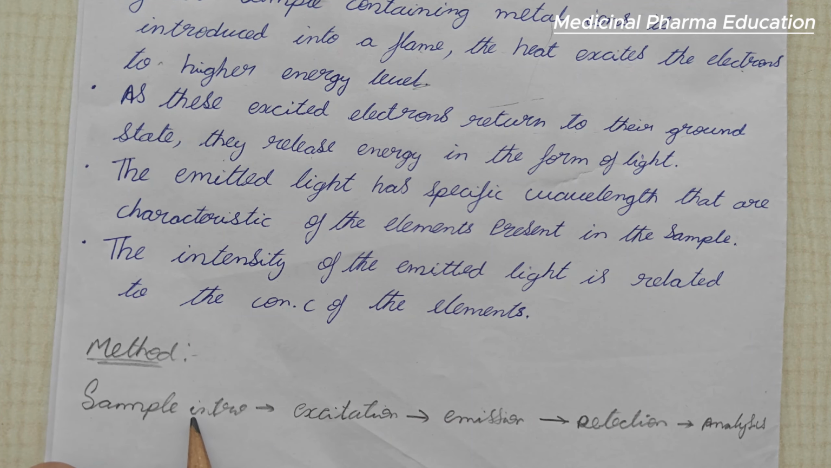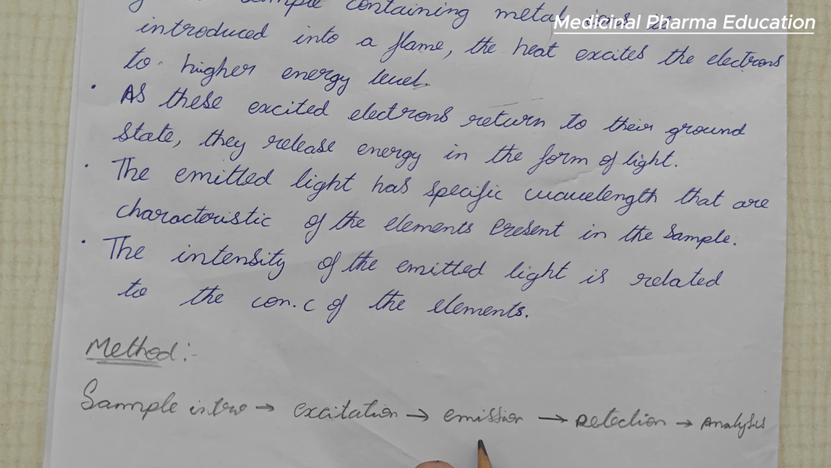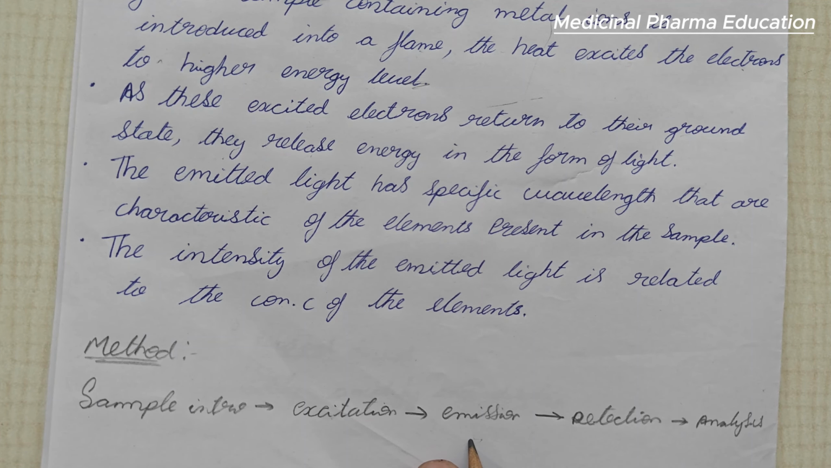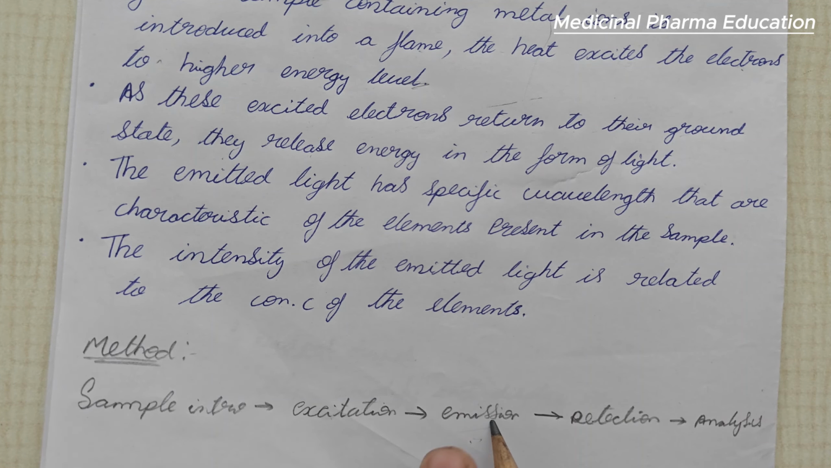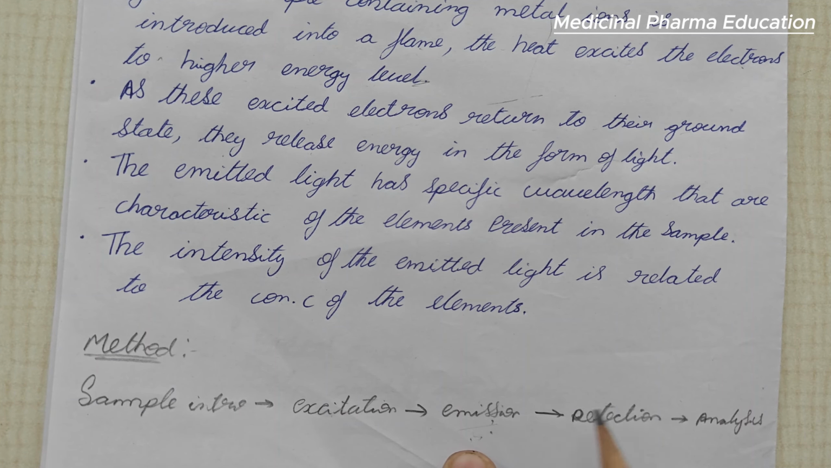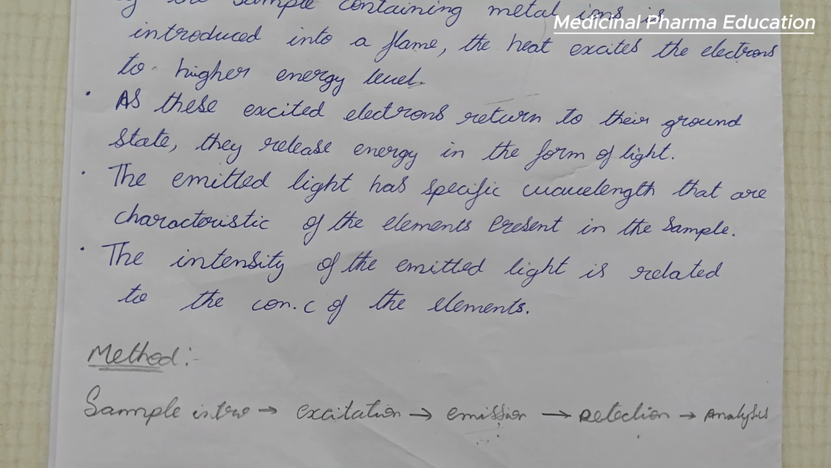See, sample is introduced into the flame, then excitation occurs. Excitation means ground state to excited state. After excitation, emission occurs, means the atom or ion or molecule emits out the energy absorbed. After emission, the emitted light is detected and then analyzed. This is the process involved in flame emission spectroscopy. I hope you have understood.